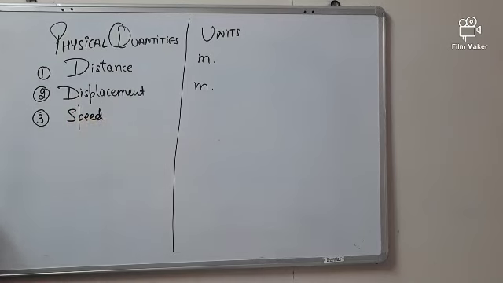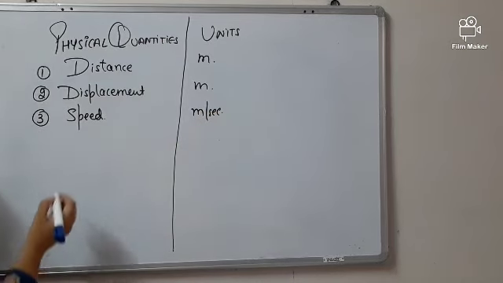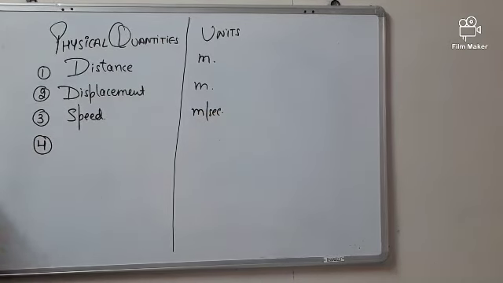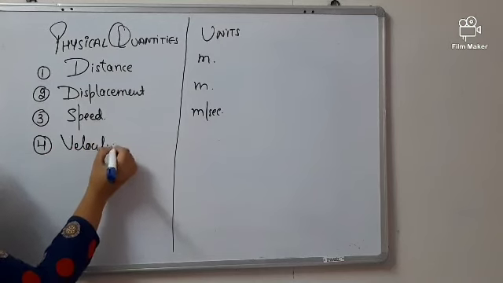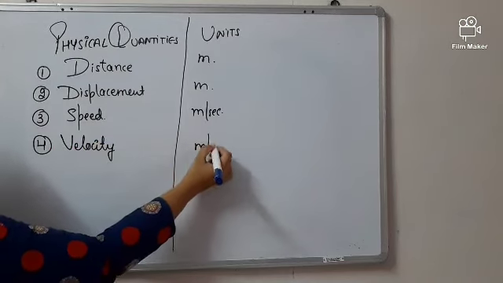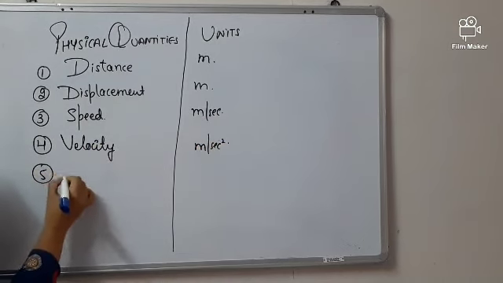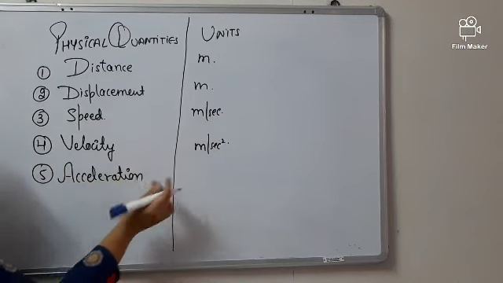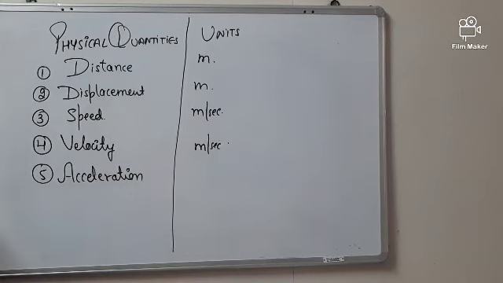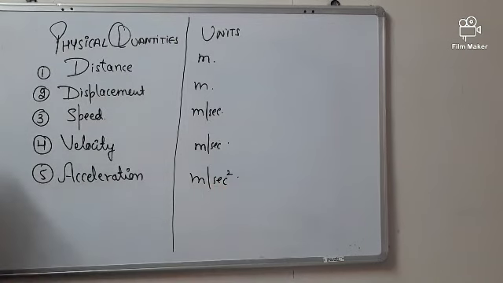The third one which we have done is speed. Its unit is meter per second. The fourth one which we have done is velocity. Its unit is meter per second. The fifth one is acceleration. Its unit is meter per second square.